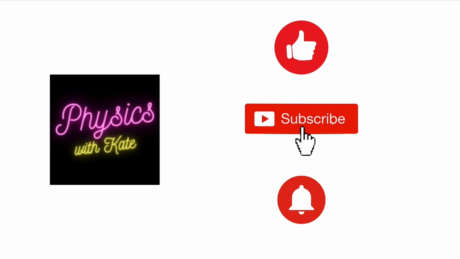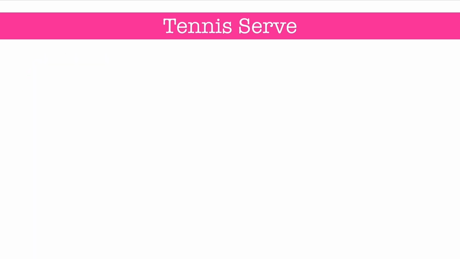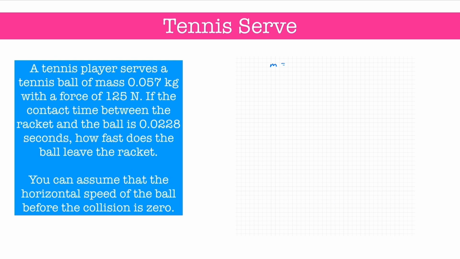Check out my other videos on forces. Now to the question that we started the video with. How do you work out the speed of a ball after a tennis serve? Let's list the variables we know. The mass is 0.057 kilograms, the force on the ball is 125 newtons, and the impact time is 0.0228 seconds. And the initial velocity is 0, as we're told that the horizontal speed of the ball is 0 at the start, and we want to work out V.